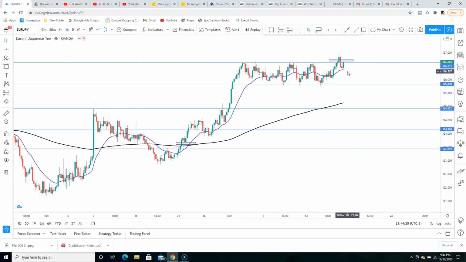But if it doesn't do that, if it closes below this support zone right here, even though price is not below your 200 EMA, if you really know how to trade and you know what you're doing, you just get in the trade and set your stop loss, your TP right here and your stop loss right here.